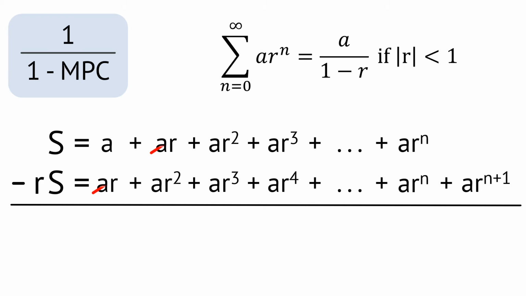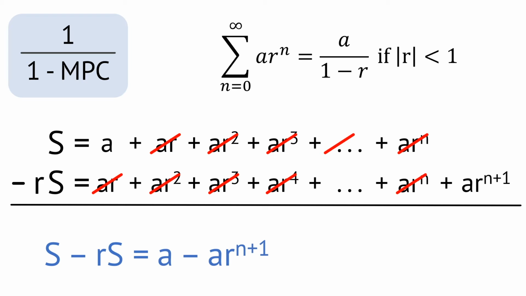Because as you can see, A times R is going to cancel, and then A times R squared is going to cancel, A times R cubed is going to cancel, A times R to the fourth, and so on and so forth, all the way up until we get the A times R to the nth powers canceling out. But that's the last thing that cancels out here. And so what we can then do is rewrite what's left. On the left side, we have S minus R times S, right? And then on the right side, we have A up top minus A times R to the n plus 1 power.